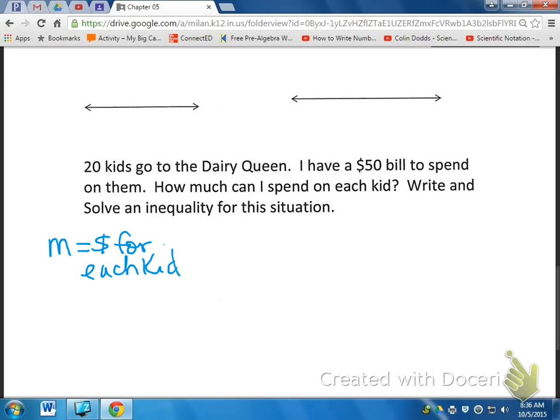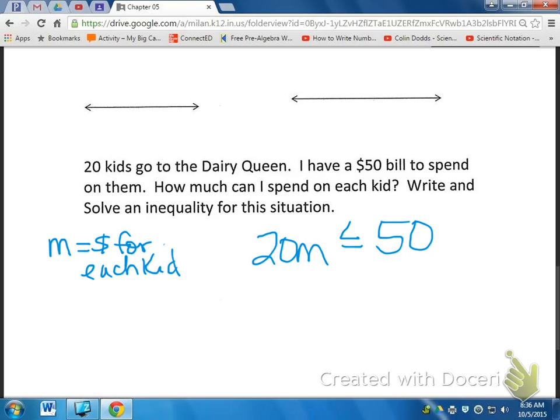Okay. So if we spend M on each kid and I have 20 kids going with me, what's the total I'm going to spend? How would I figure that out? 20M. Okay, 20M. I can spend $50. So what inequality symbol is going to go between those two? Can I spend exactly $50? Yeah, because I have $50 set for it. Can I spend less than $50? Yeah, because then I could spend something on myself. So what symbol is it going to be? Less than or equal to. Good. 20M less than or equal to 50.